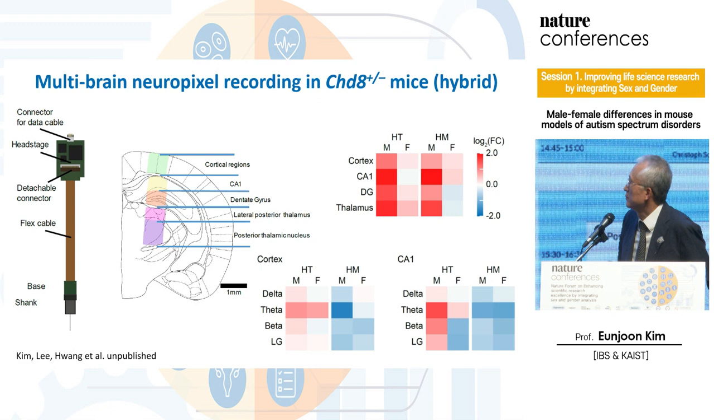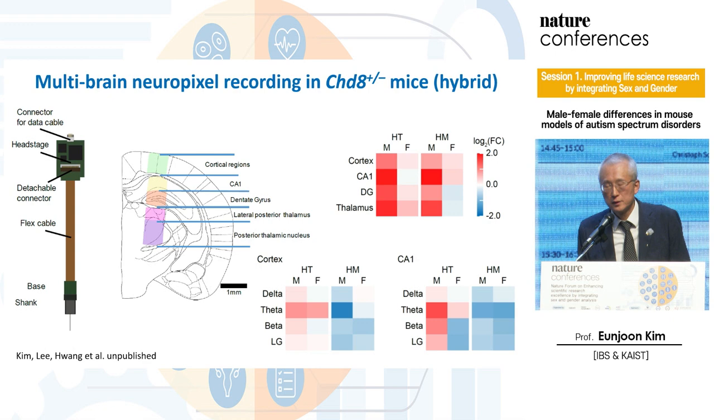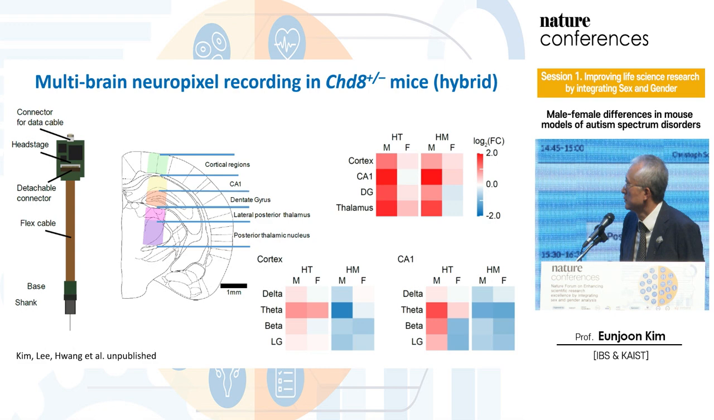To further understand the underlying mechanism, we tried a Neuropixels recording of neuronal activity in multiple brain areas. Quite interestingly, neuronal firing was increased in males compared with females in both heterozygote and homozygote mutant mice. And this was kind of a disappointment. We kind of wanted similar results in the heterozygote mutant mice.